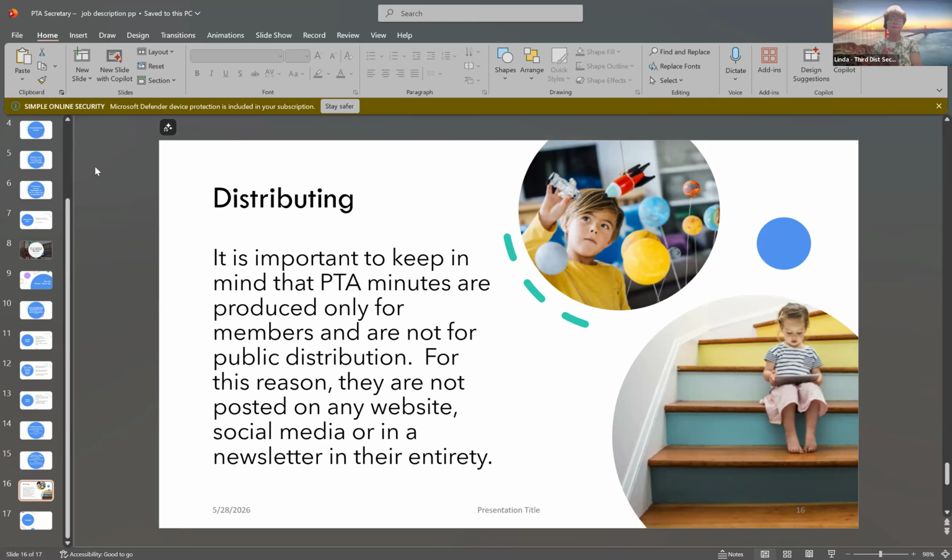Because they're not intended for public distribution, we ask that you don't post them on websites, social media, or in your newsletter. You can always say, "Hey, at the PTA meeting, we approved having our fall festival on this date, and watch for updates." You can say things like that, but the minutes themselves are not intended for public distribution.